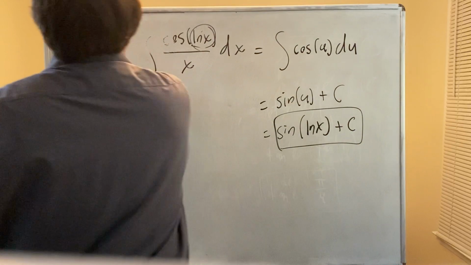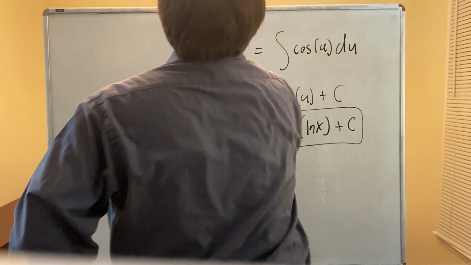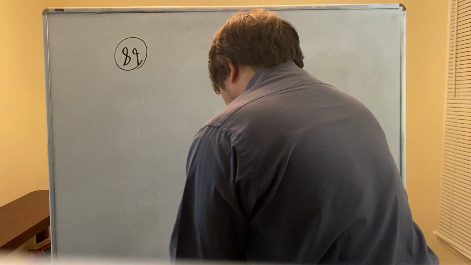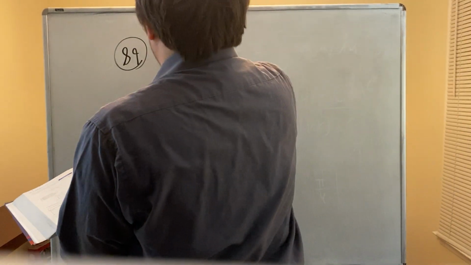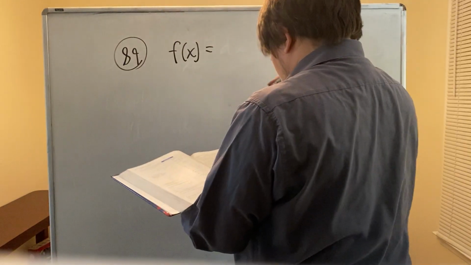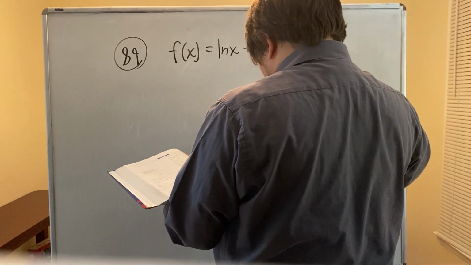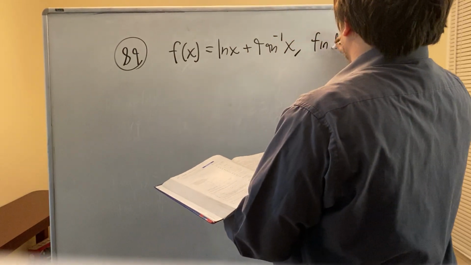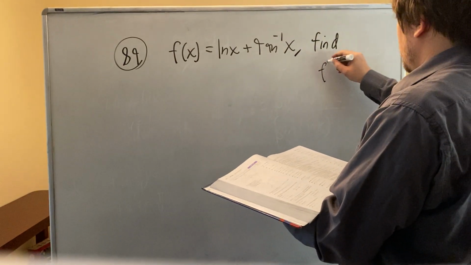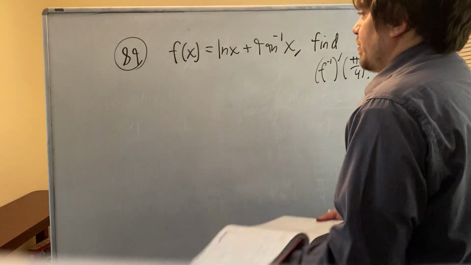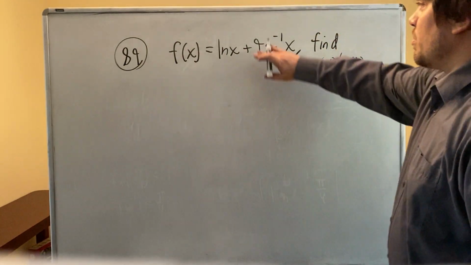Right, so after 84, let's do 89. For 89, it says you're given that f of x is equal to ln x plus tan inverse x. And the goal is to find f inverse prime of pi over 4. Okay, so let's find f inverse prime of pi over 4.